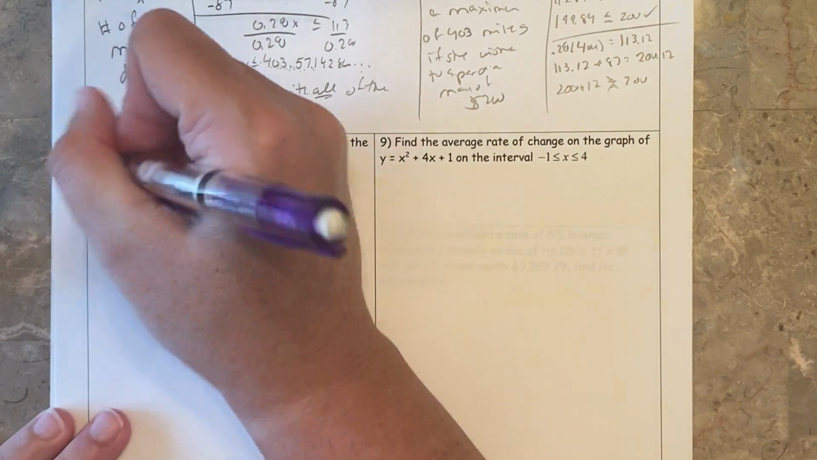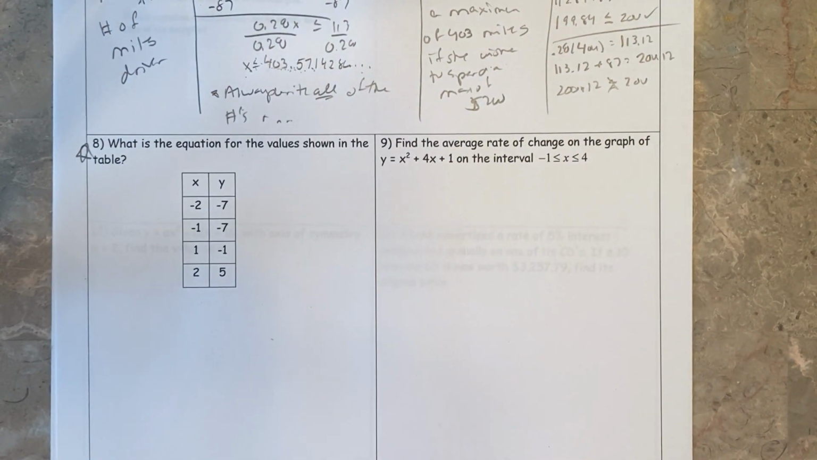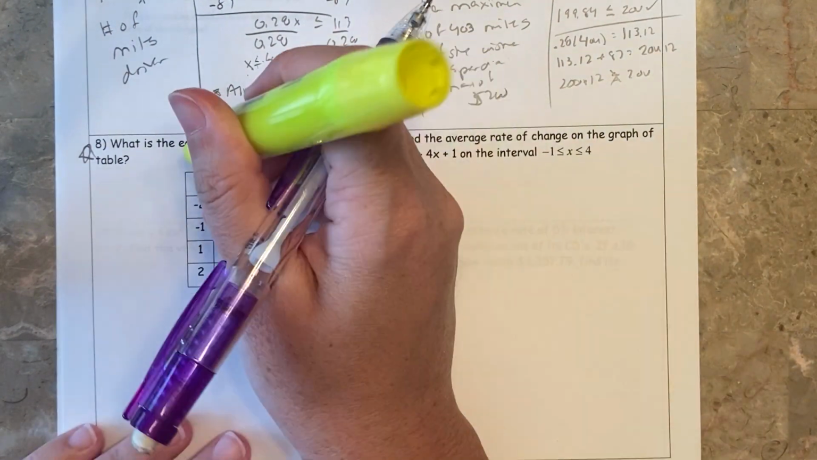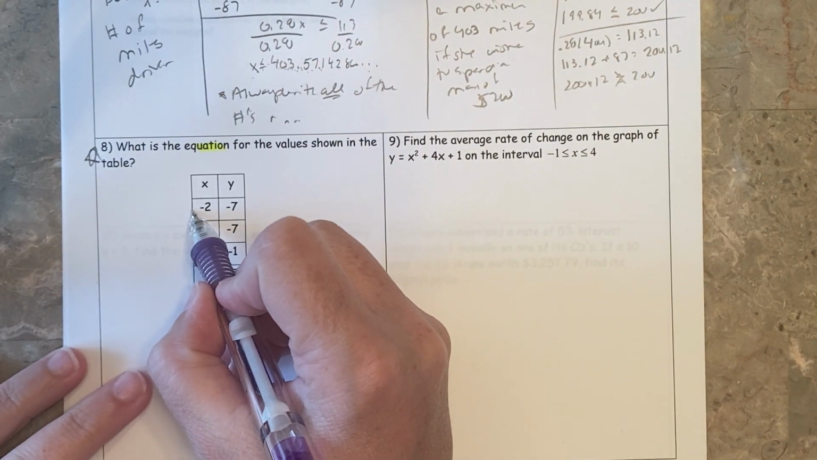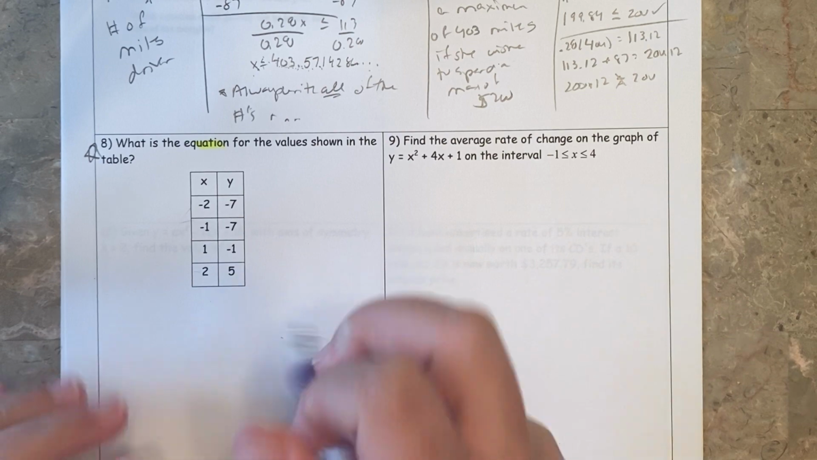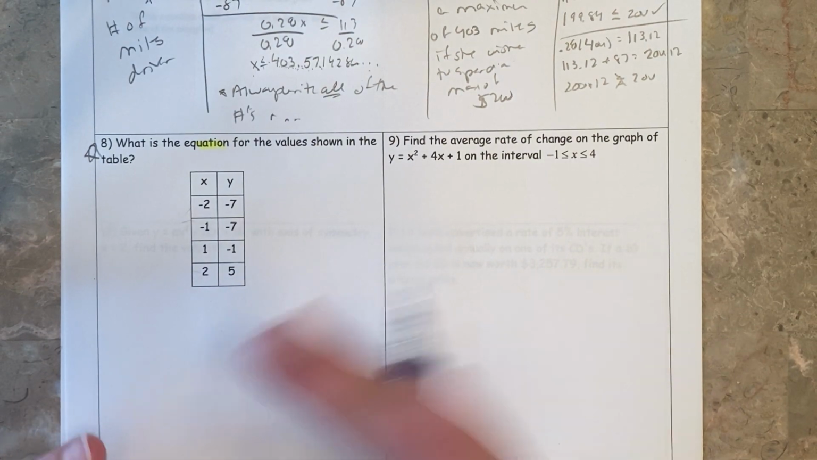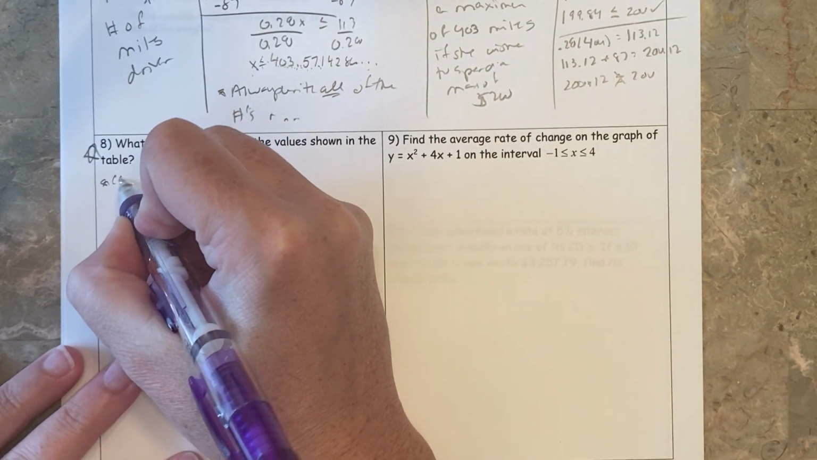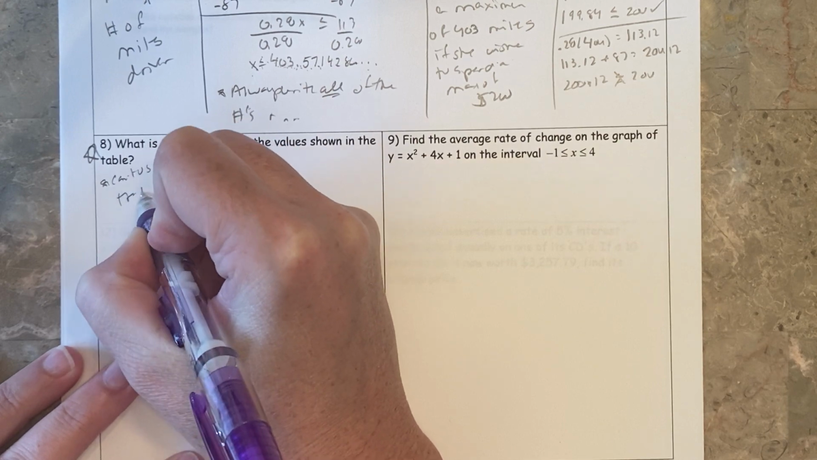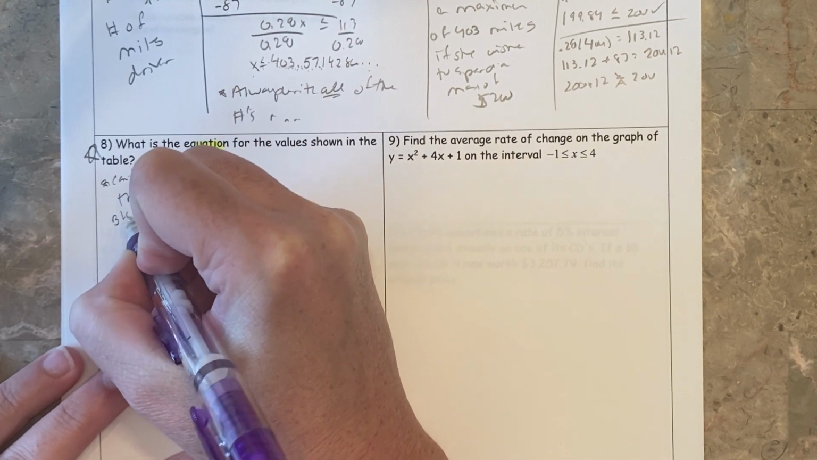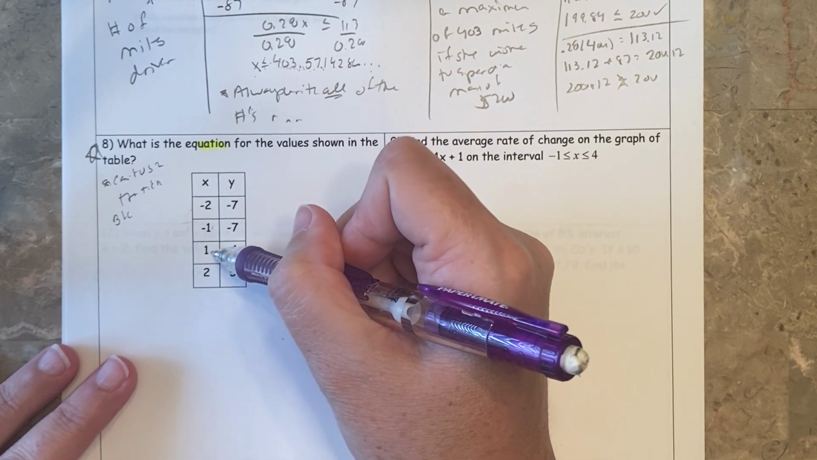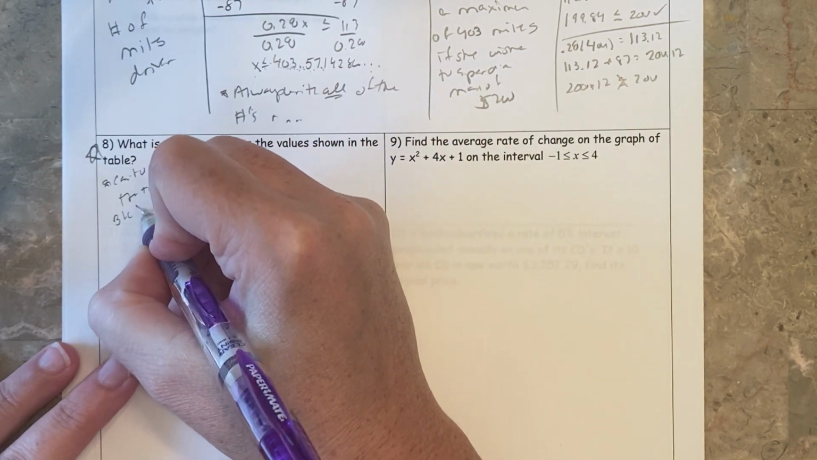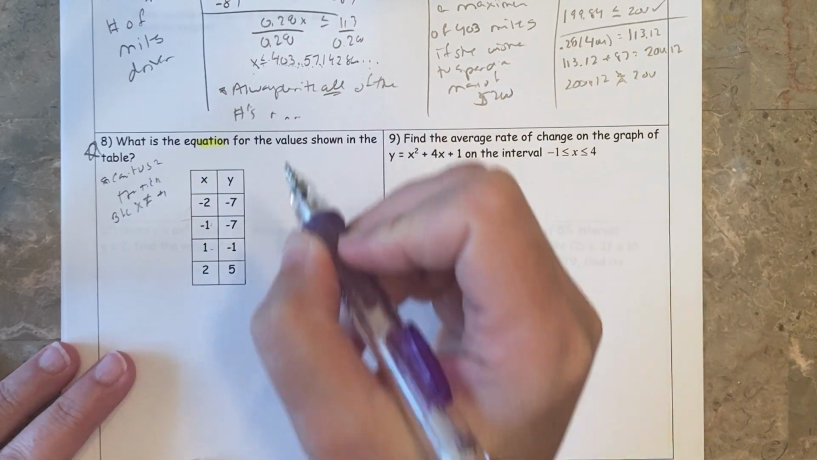All right, number 8, this is kind of a tough one, so I wanted to practice it. What is the equation for the value shown on the table? Usually you would just do the plus 1 trick, and you could figure out if it's exponential, quadratic, linear, things like that. But you can't use the trick on this one. If you notice, this goes up by +1, but this is up by +2. So that doesn't work, because x is not +1.